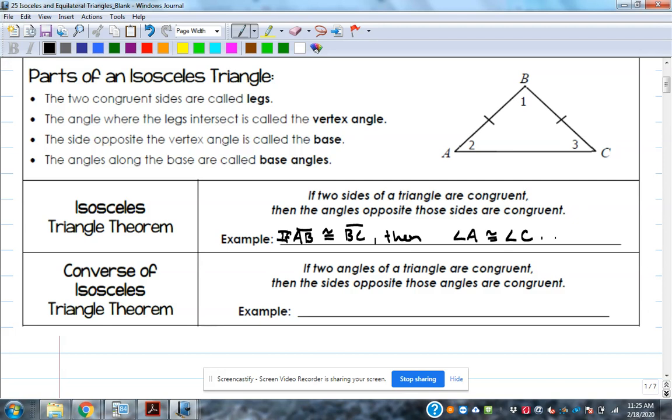I'm emphasizing this because we're going to get to proofs later on, not today, but later on in this unit we'll get some proofs. Everybody loves those. But you've got to know what you're dealing with here. So the isosceles triangle theorem says if you get two sides congruent, the angles opposite of those sides are congruent as well. So that's what's happening there.